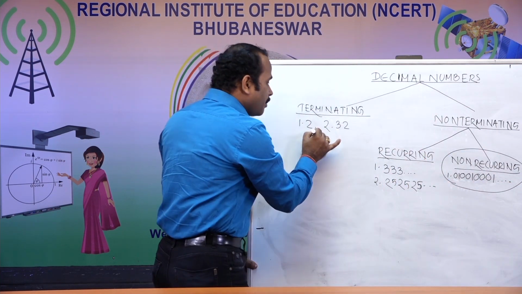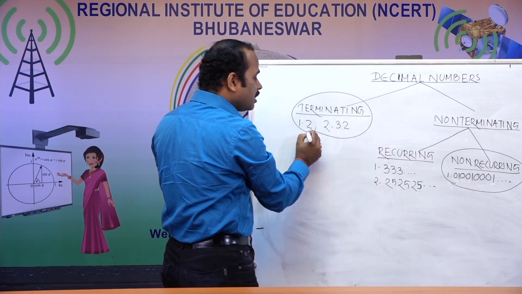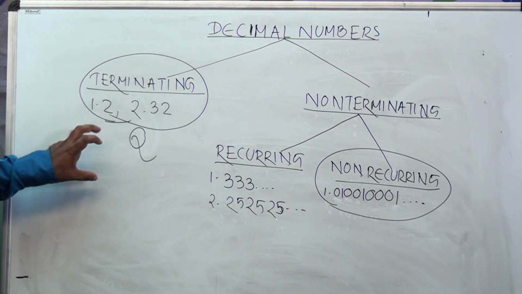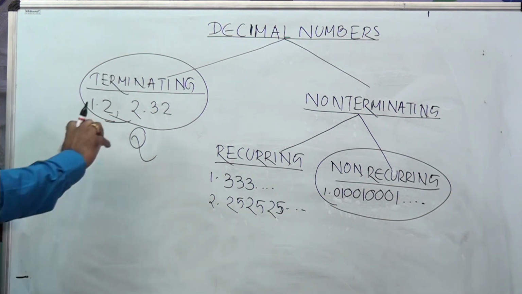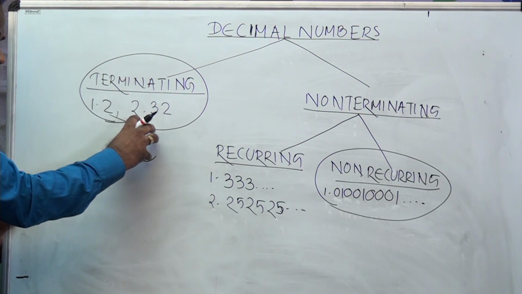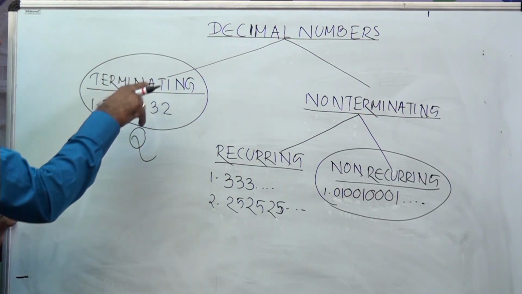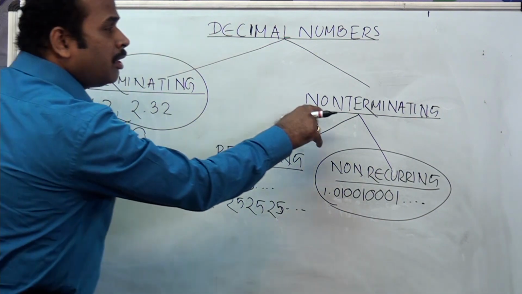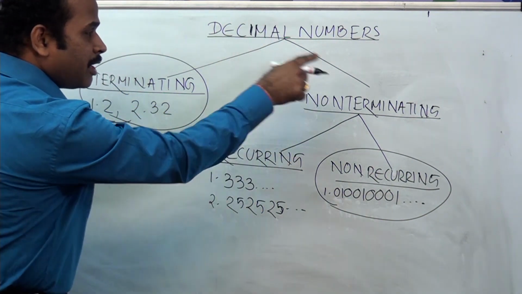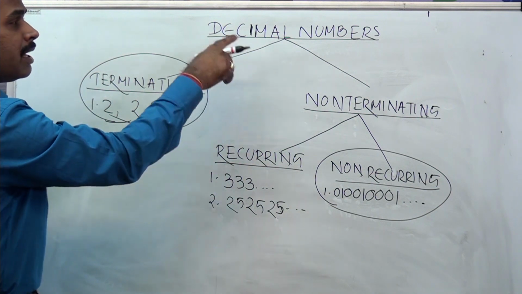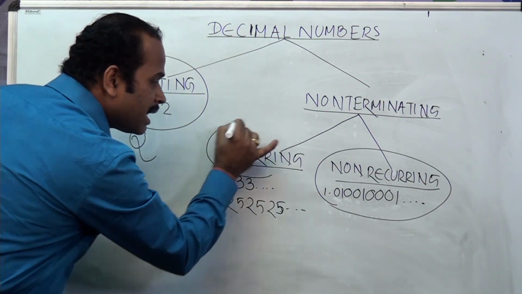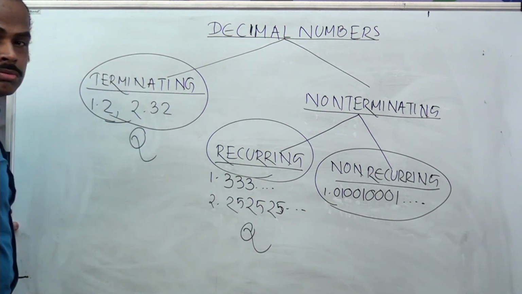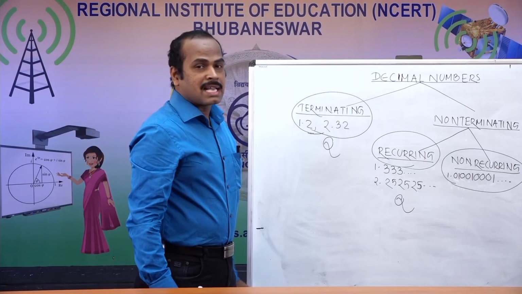Now these terminating decimals that we learned come under rational numbers. As we have already learned, the set of rational numbers is denoted by the letter Q. So terminating decimal numbers come under rational numbers, and we denote it as Q. Now come to non-terminating decimal numbers, classified into two parts. The recurring non-terminating decimal numbers also come under Q. They are also called rational numbers.